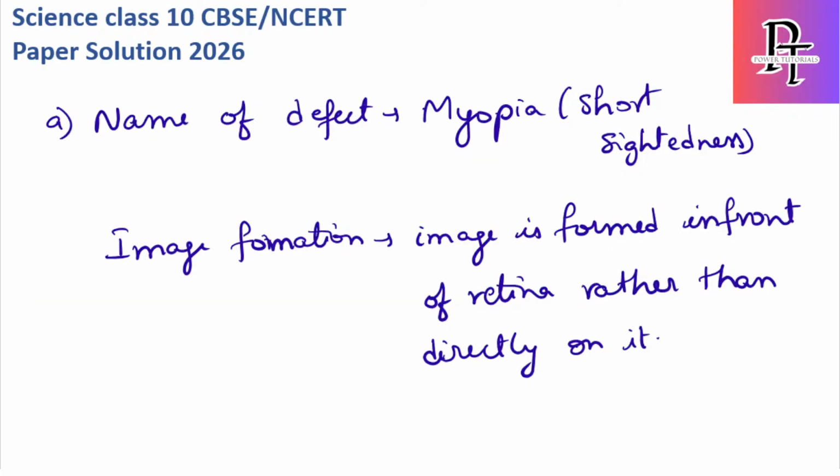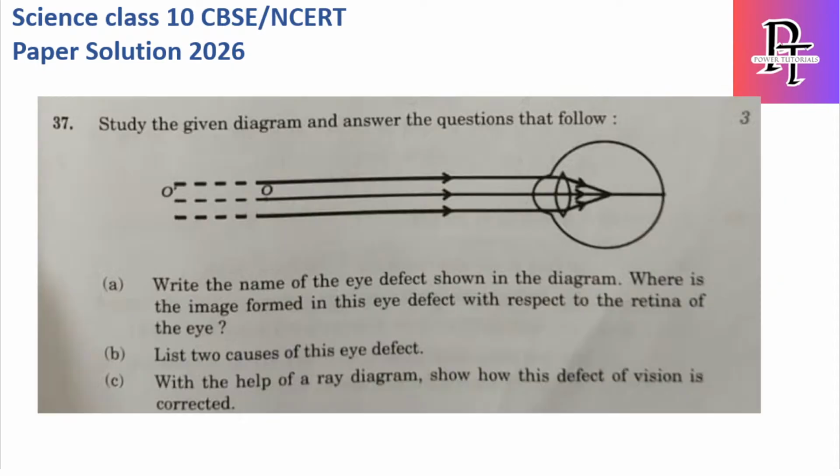So this I have written in theory here. The name of the defect is myopia or short-sightedness, where usually teenage people will get it, and it will be negative power. Where is the image formed? Image is formed in front of the retina rather than directly on it. Okay, this is the A answer.